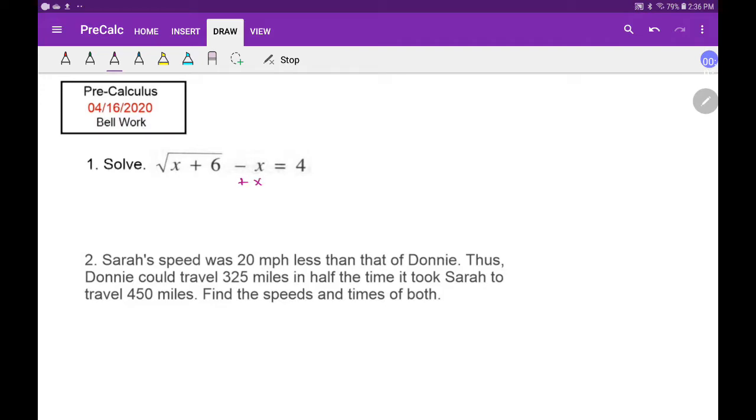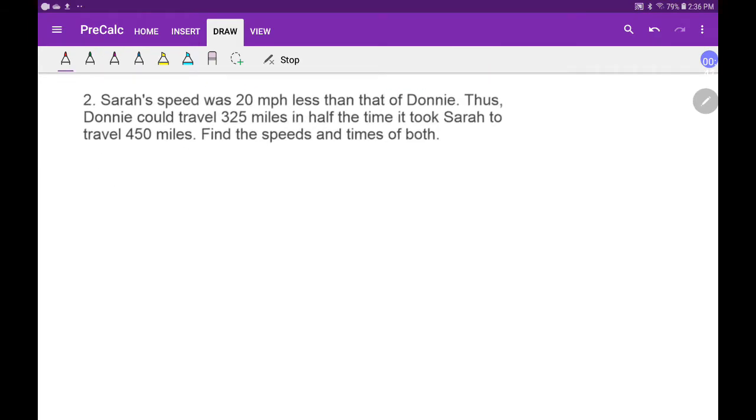Let's move the x over to the other side. And we will say the square root of x squared plus 6 is equal to x plus 4. And then we'll square both sides. And we'll get x plus 6 is equal to x squared plus 8x plus 16. And then you go ahead and gather that quadratic and solve it in the best way you see fit.